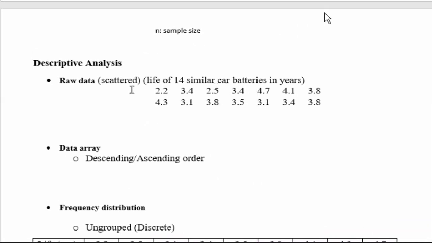So this is the raw form, which is in scattered form.